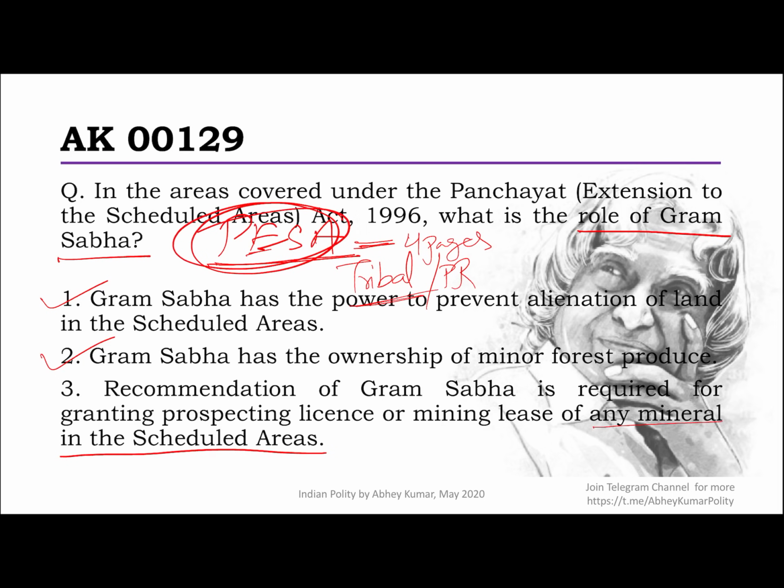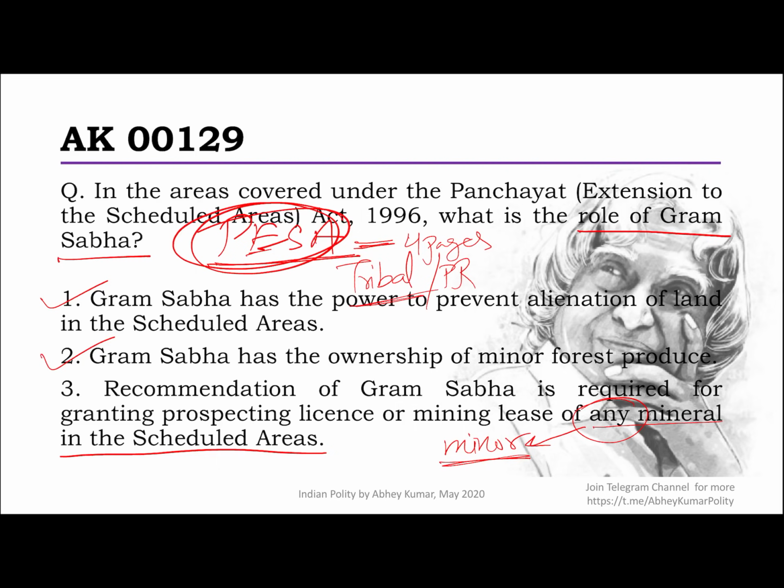Now, this is actually a statement which came earlier also in the exam. See, there's a lot of confusion here, I see, also because of the Vedanta judgment in 2013. If you see PESA, the provision very clearly says that the recommendation of Gram Sabha is required only when the lease is for the minor minerals. Okay, for minor minerals.